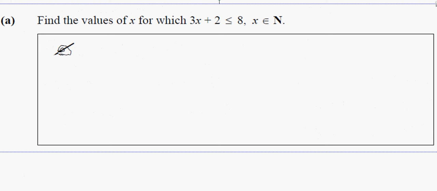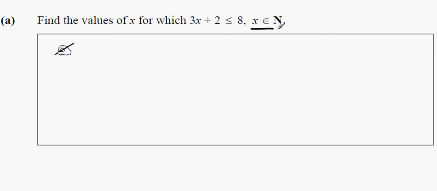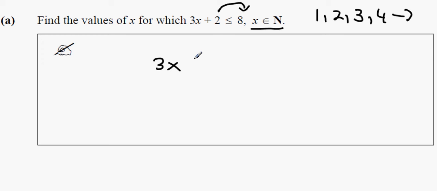Okay, the next one, this is what we call an inequality. 3 multiplied by a certain number, when you add on 2, has to be smaller than or equal to 8. X element n, this means that the numbers have to be whole numbers, like 1, 2, 3, 4, and all the way up. You cannot have 0, and you cannot have fractions, okay? So let's test this out. The first thing we're going to do is bring the 2 over to the other side. So we're going to get 3x less than or equal to 8 minus 2.